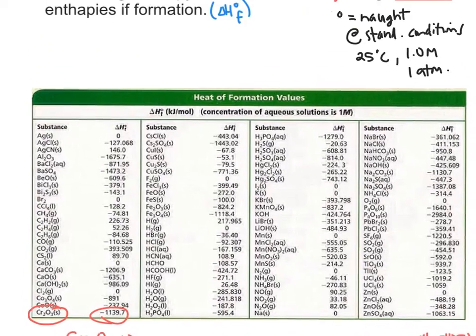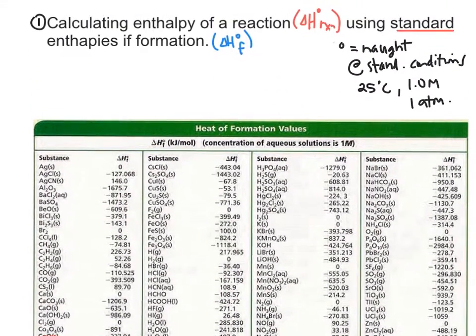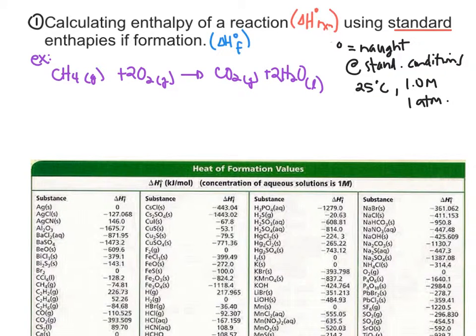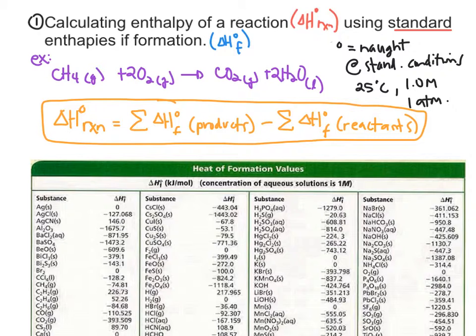All right, so let's do an example of how we would use this particular table to make a calculation for the enthalpy of a reaction. I've given you this equation, which is the combustion of methane, and I want you to calculate the delta H for this reaction at standard conditions using these heats of formation from this table. To do this, you're going to need this fun-looking equation. This equation looks super scary when you first look at it, but it's actually a pretty easy equation to understand.